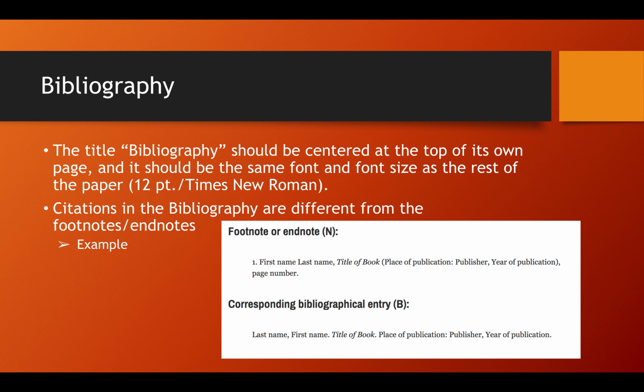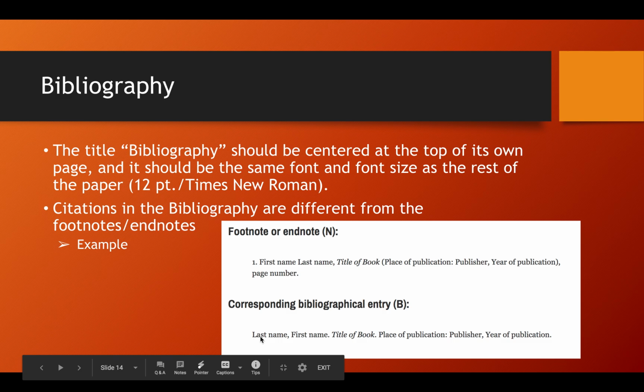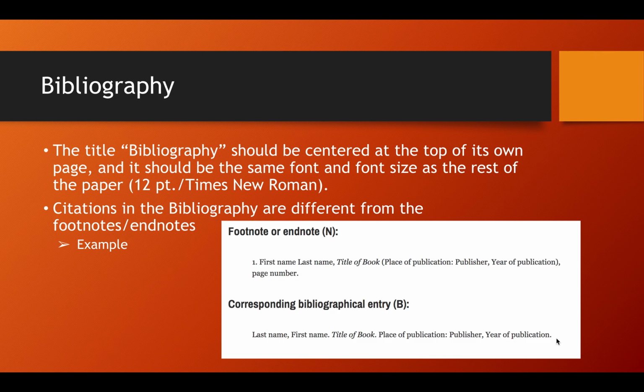Whereas the corresponding bibliographical entry for that footnote, because every footnote has to have a corresponding citation in the bibliography, would look a little different. For instance, the name's inverted. It starts with the last name, comma, then first name. Then you have a period, rather than the comma, title of book, period. No need for parentheses. You have place of publication. So you see how they're differing? Publisher and year of publication. And of course, you don't need a page number in the bibliography.